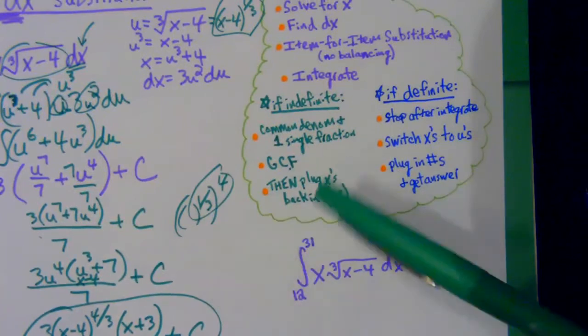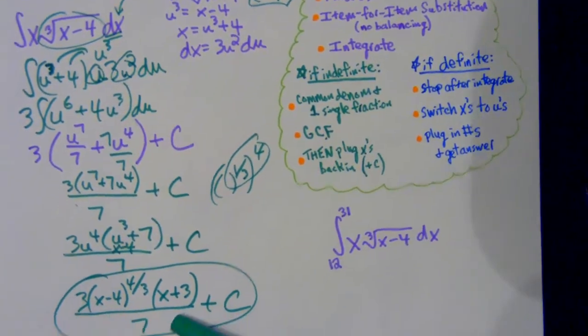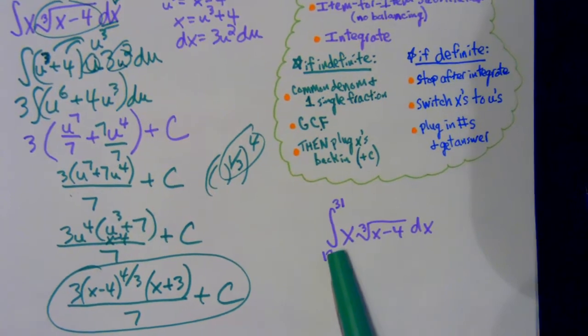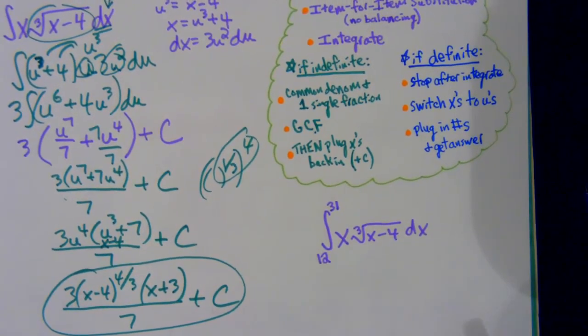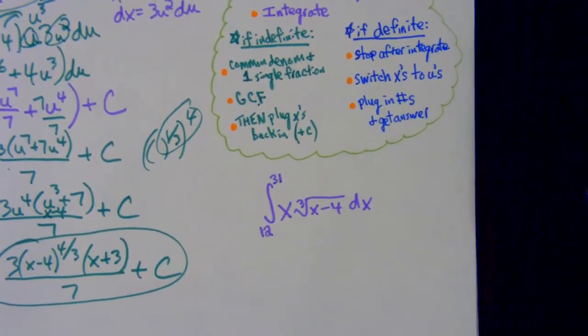So again, indefinite integral, all it is, very simple. Common denominator, GCF first, then plug your x's back in, and we're always going to have that smooth looking answer there. If you have a definite integral, I'm going to share with you that in 1 second here. Actually, let's just do this one next. All right, I got 2 more examples here for you.